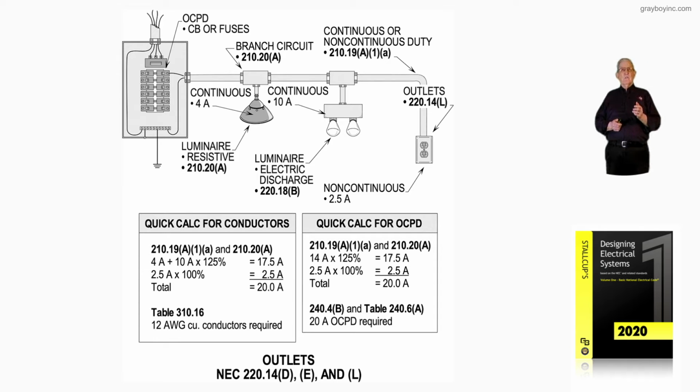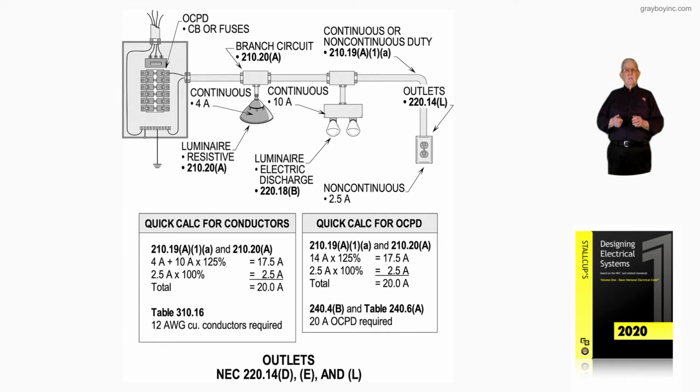We have a branch circuit overcurrent device at 210.20(A). We size the conductors by 210.19(A)(1)(a). And notice we have a continuous load of 4 amps, 10 amps, and then we have a non-continuous load of 2.5 amps of receptacles. We have a resistive luminaire. We have luminaires that are electrical discharge. So we have combination loads here: incandescent, fluorescent, and receptacles, a combination type load.